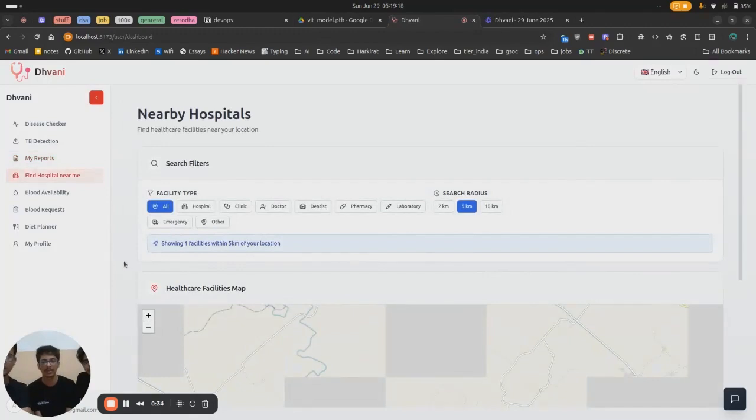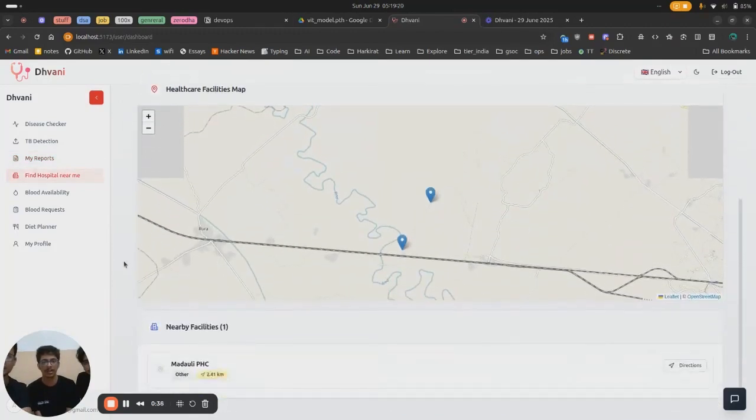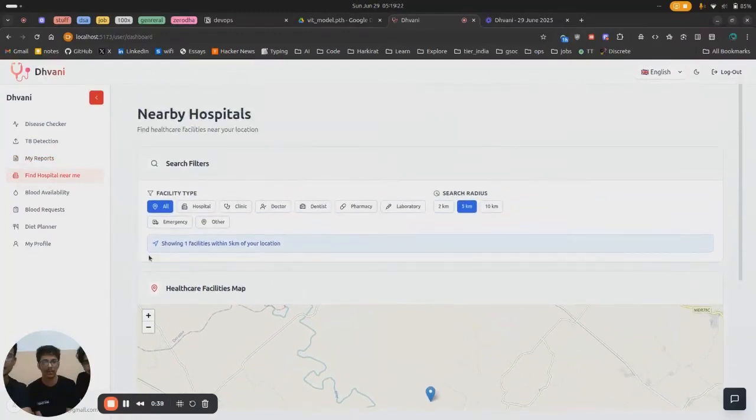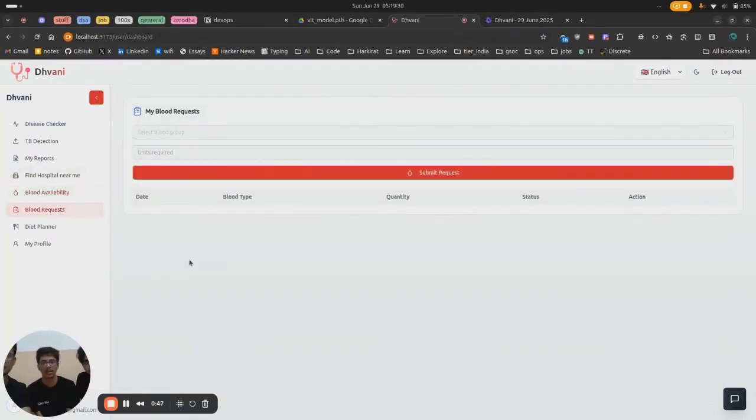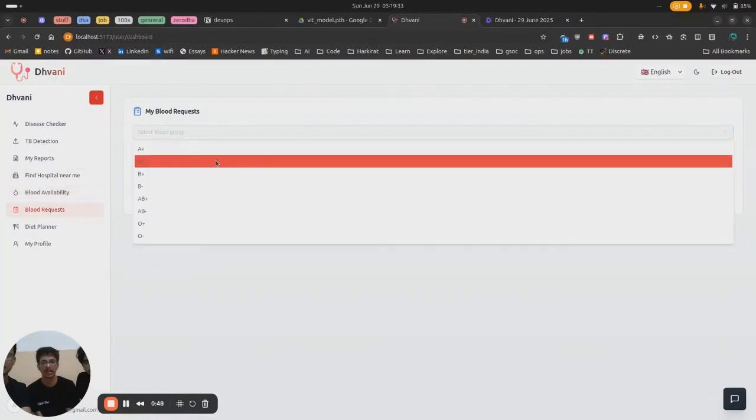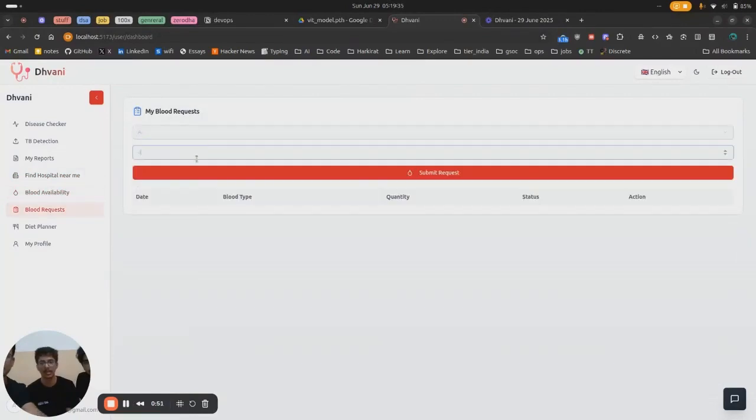This is basically to find the nearest hospital in a certain kilometer of radius, let's say 2, 5, or 10. This is the blood availability in an organization. This is the blood request that a person can make. So let's say they need blood group A minus and they need 4.5 liters of it, and they can just make a request, and the nearest organization will get its notification.